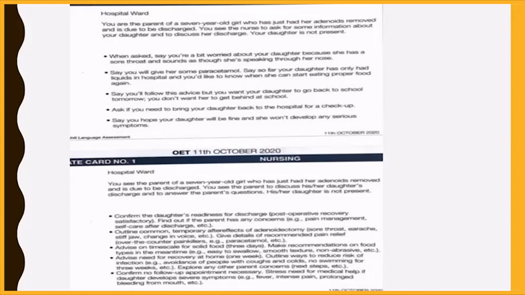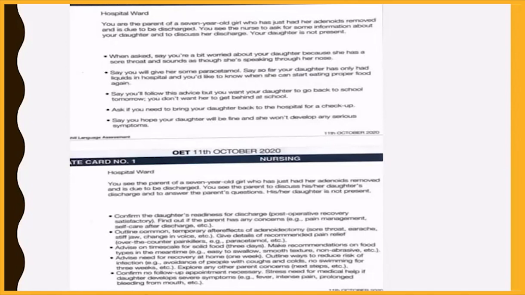I just wanted you to find out the difference between the two. Now come back to the task. Confirm the patient's readiness for discharge, which means you're confirming to them that the daughter is ready for discharge. Why? The reason is given in the bracket: post-operative recovery satisfactory. So actually, you can read it straight like that.